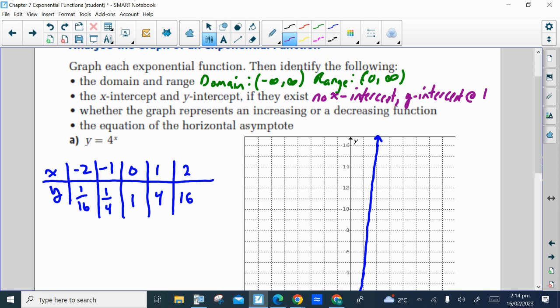We can also shift it left or right. That'll change where the y-intercept is. Horizontally stretching it won't change the y-intercept, but most of the other transformations will. Okay, this is an increasing function because the graph shows us that, the table shows us that, and the fact that the base is greater than 1 tells us that. And for the horizontal asymptote, it says it's an equation, so you must have a variable and an equal sign. The equation of the horizontal asymptote is the line y equals 0.